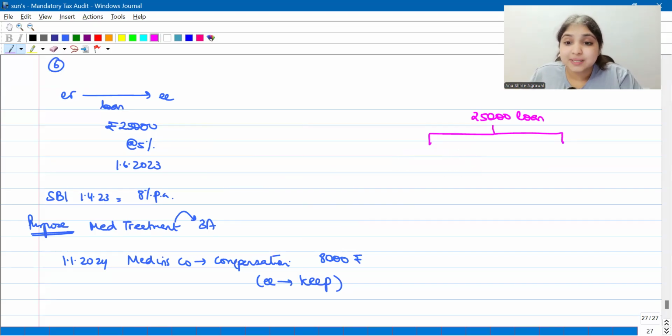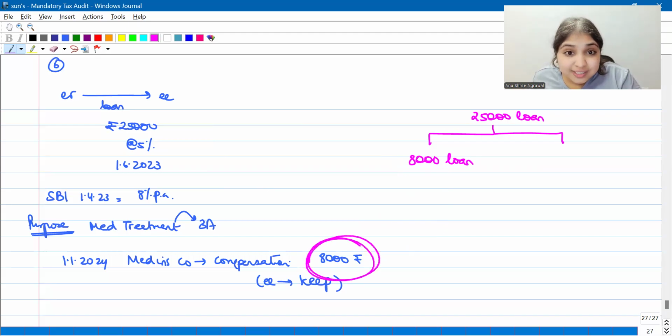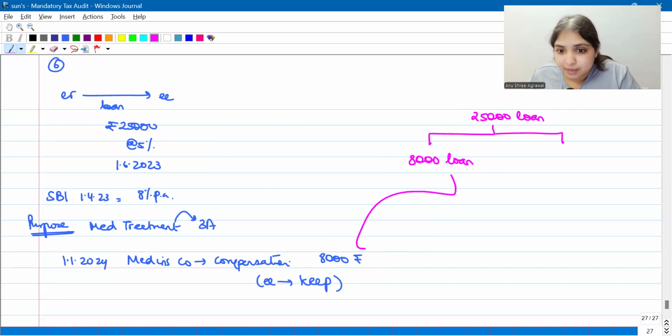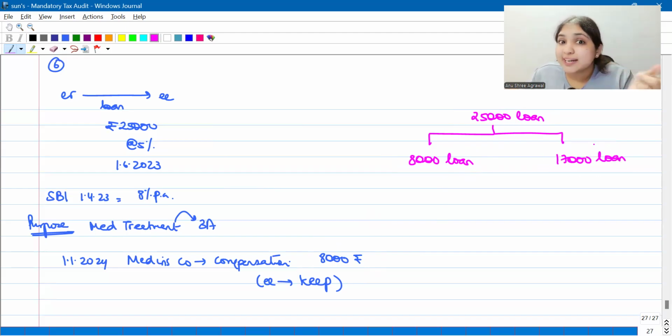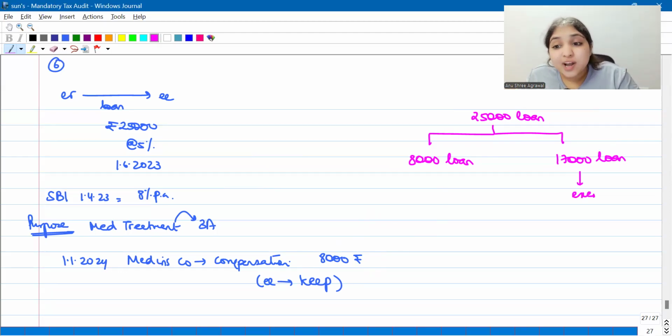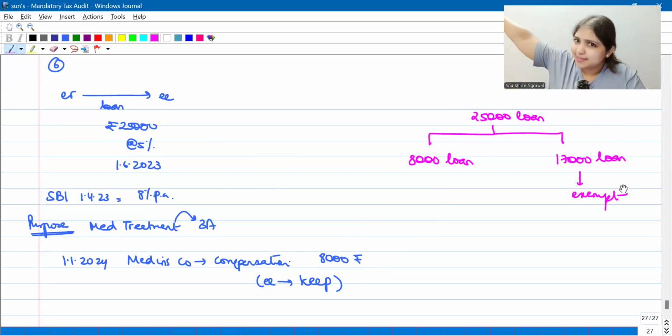The first part will be the extent to which I got double benefit. The extent to which I got double benefit is the 8,000 loan, guys. See, I'm not talking about the 8,000 insurance compensation over here. I'm talking about the 8,000 loan. The loan is what I'm splitting into two parts: the extent to which I got double benefit, and the balance loan, 17,000. Now tell me, on this 17,000 loan, did I get any double benefit? No, here I did not get any double benefit. So this was exempt, and continues to be exempt, guys.